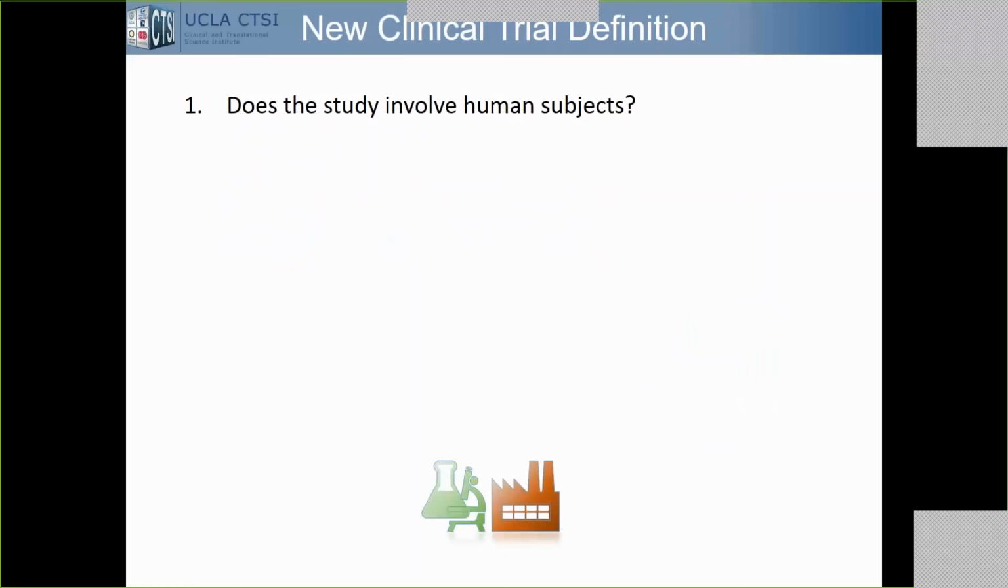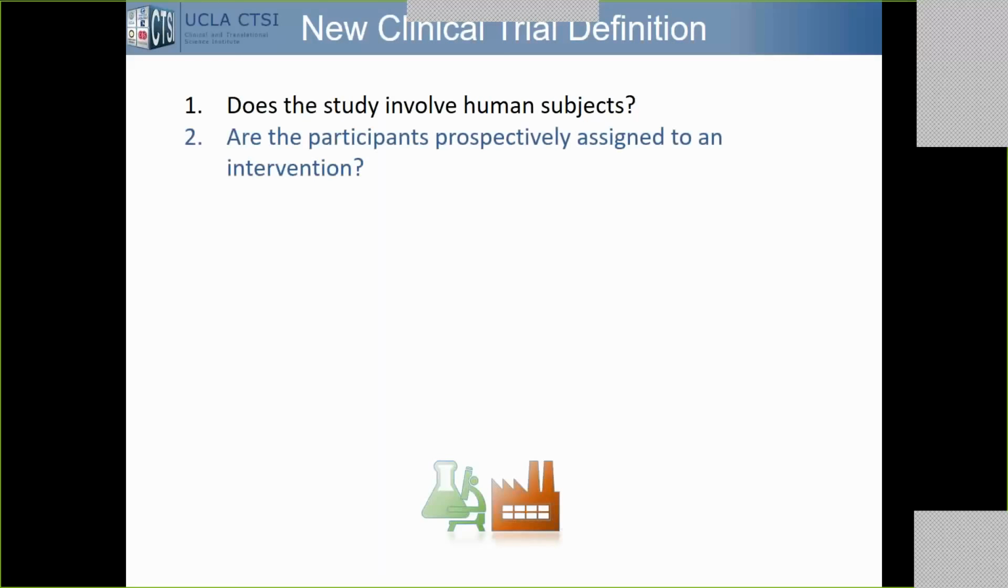So NIH has greatly expanded what the definition of a clinical trial is for NIH applications, or just clinical trials in general. So there are essentially 4 questions that they force you to answer every time you apply now. Question number 1, does the study involve human subjects? Question 2, are the participants prospectively assigned to an intervention? And just to note that the definitions for what prospectively assigning an intervention mean are available on the NIH website for you to review if you're not entirely sure what those terms mean.